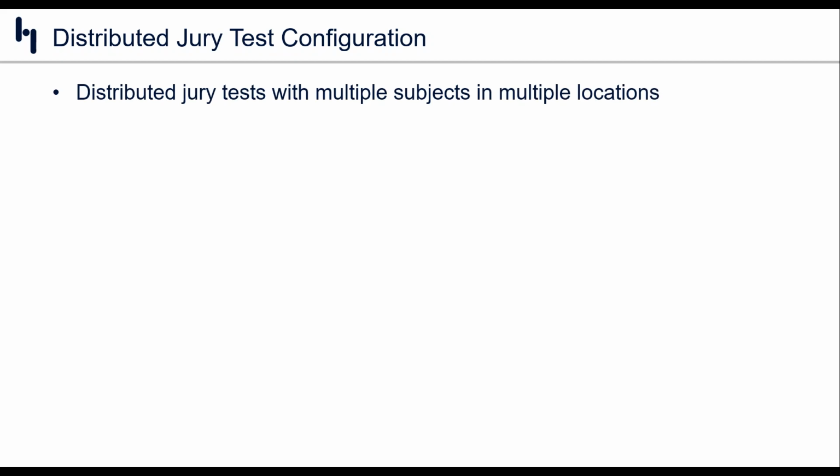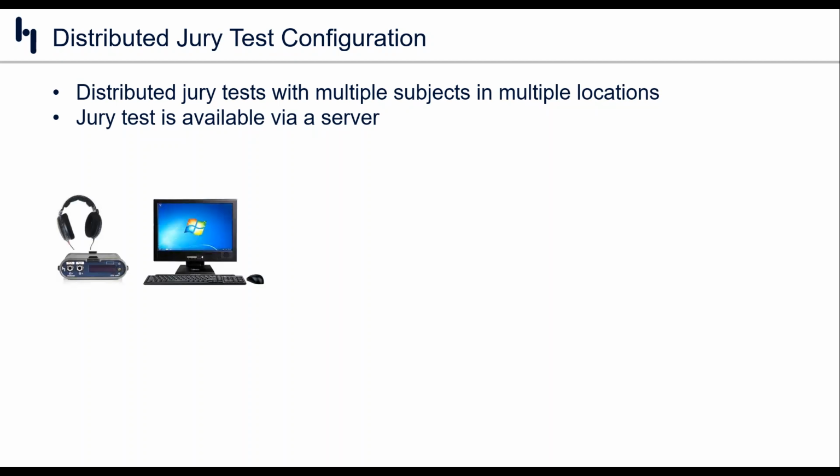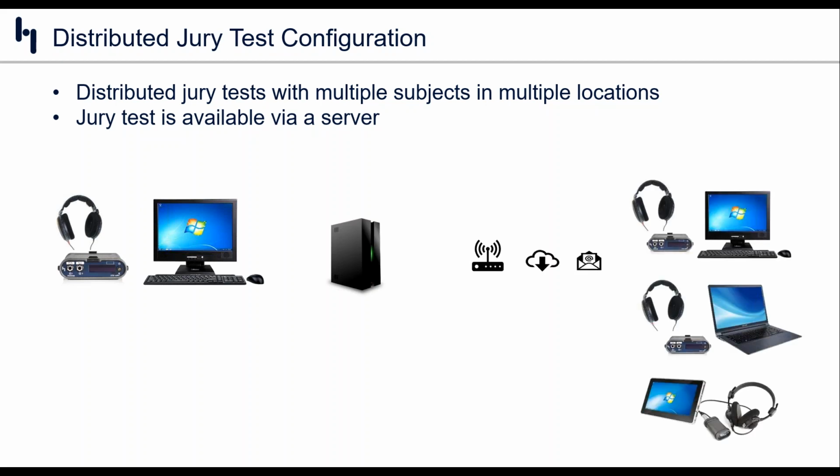Now, for performing a distributed jury evaluation, where you send it out to multiple subjects located on the same network but in various locations, this jury test is provided from a server. So the subjects can download a listening test and listen from the server directly and do it at their own workplace. And then as they collect it, they can send it back up through the network back to the server.